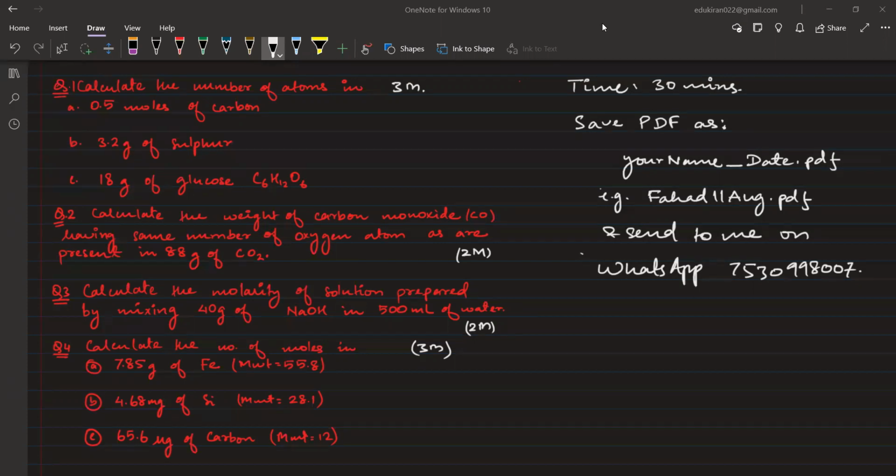Sir, in question number 3, what do we assume the density to be? We don't have to assume the density. 500 ml of water, right? So 500 grams of water, 40 grams of energy is not going to do anything. It's a simple question. Sir, but it's molarity. I know it's molarity. Assume the density to be 1 gram per ml. Okay, Fahad.